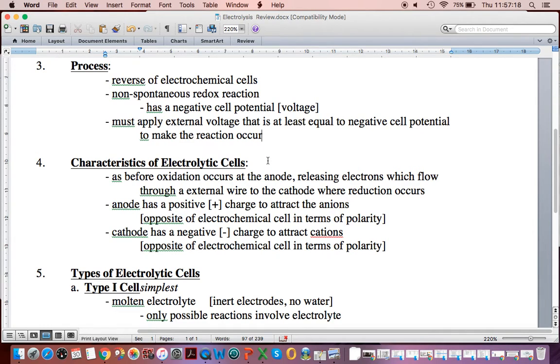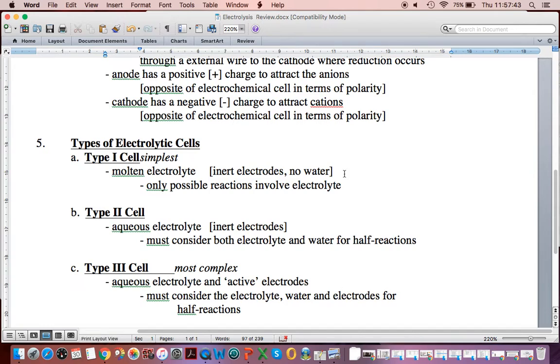So the characteristics of electrolytic cells are: oxidation happens at the anode, and reduction happens at the cathode. So that's the same as an electrochemical cell. One difference is the anode has a positive charge, and that will attract anions. The cathode has a negative charge, and that will attract cations.